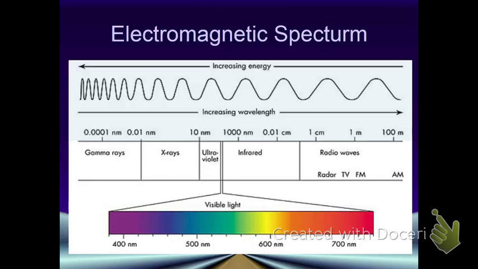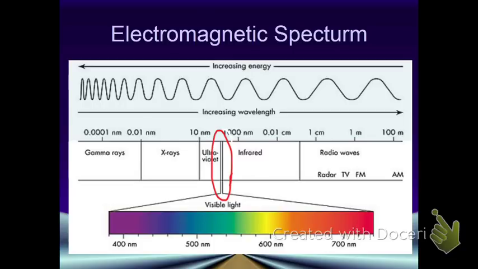All right, so we've been talking about the electromagnetic spectrum. So here's what it looks like. Visible light is a very, very small portion of the electromagnetic spectrum. If you look right here, it is just this tiny little section that's the visible spectrum. So it's not actually very much of the electromagnetic spectrum.